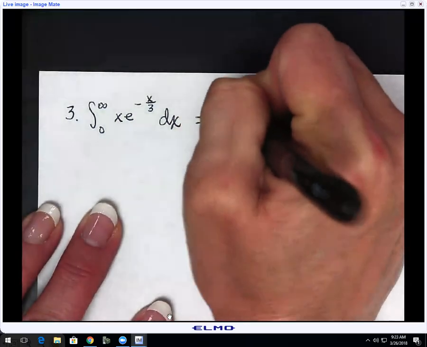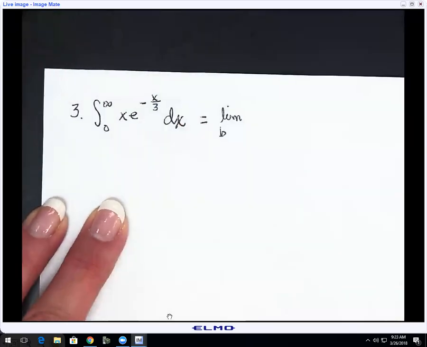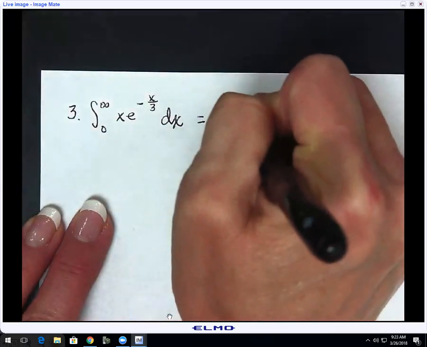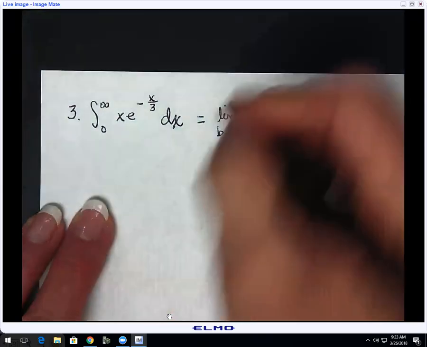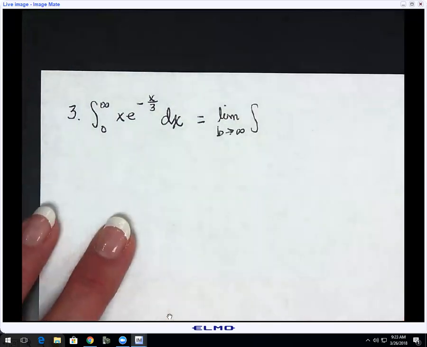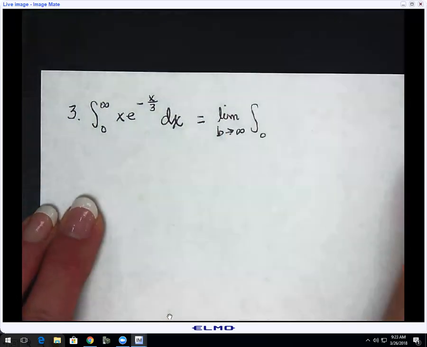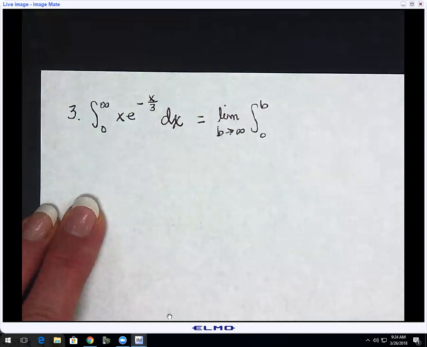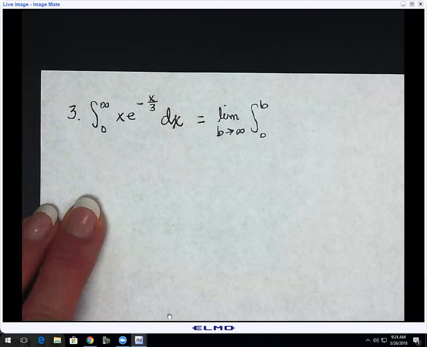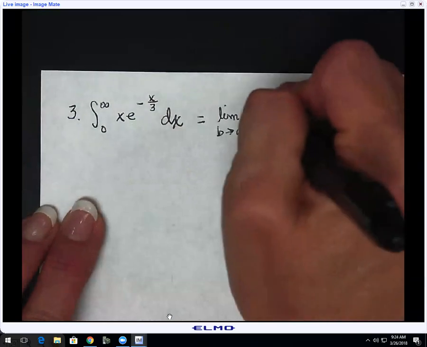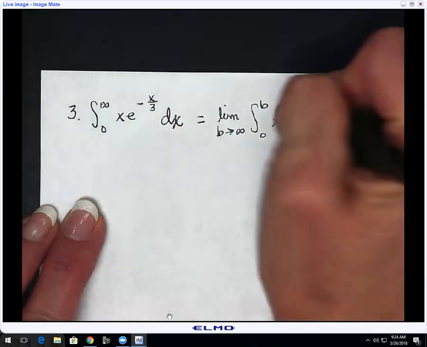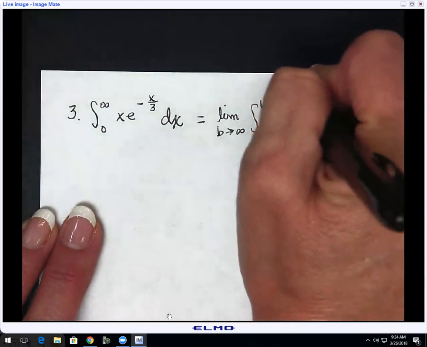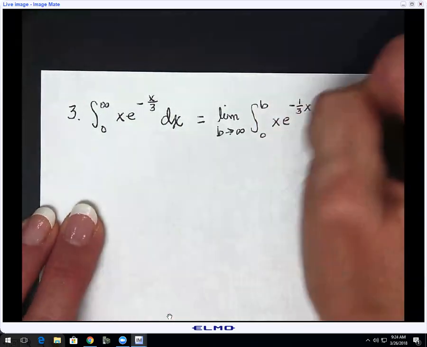So that's the limit as my upper limit, whatever I want to call it, goes to infinity of the integral from what to what? From 0 to whatever letter I've used here. And guess what it's going to take to integrate that? It's a product. x times e to the, I prefer writing that as negative 1/3 x dx.